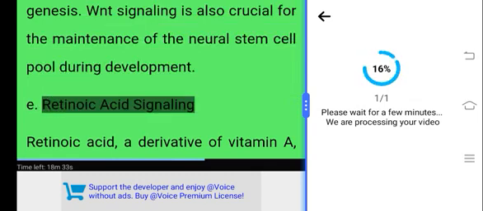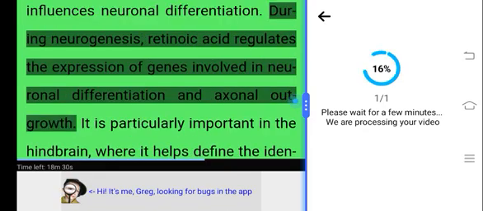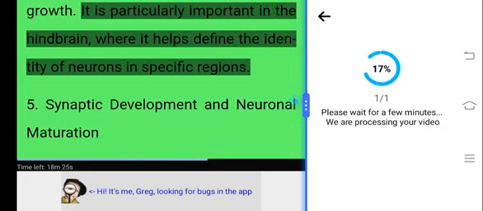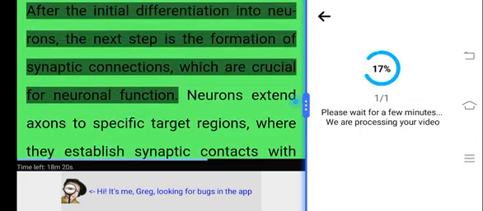E. Retinoic acid signaling. Retinoic acid, a derivative of vitamin A, acts as a potent signaling molecule that influences neuronal differentiation. During neurogenesis, retinoic acid regulates the expression of genes involved in neuronal differentiation and axonal outgrowth. It is particularly important in the hindbrain, where it helps define the identity of neurons in specific regions. 5. Synaptic development and neuronal maturation.